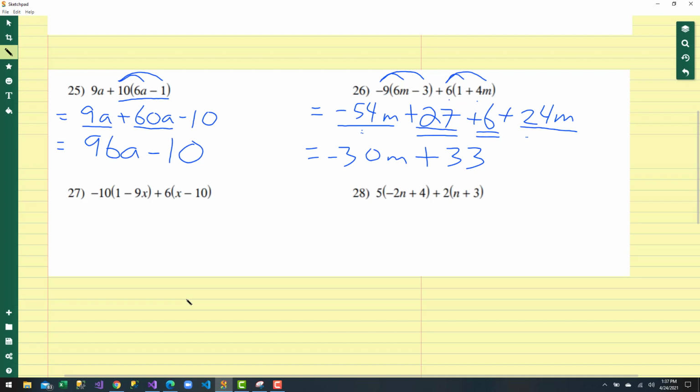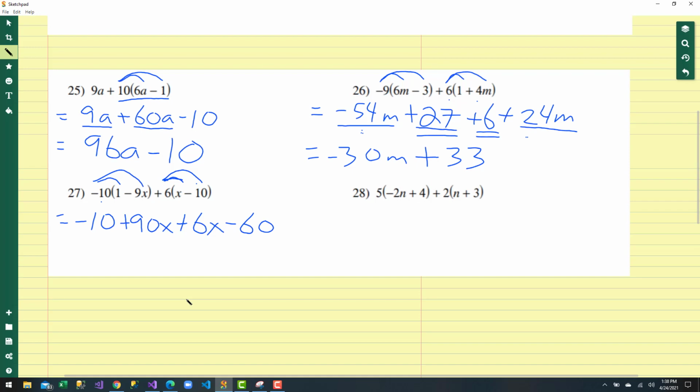All right, let's apply the same principle to number 27. We distribute the negative 10, and then we'd also distribute the 6 here. Okay, so distributive property first before combining like terms. So negative 10 times 1, that's a negative 10. All right, and then negative 10 times negative 9, that turns into a positive 90. Don't forget to copy the x. 6 times x over here on this side, that's a positive 6x. And then finally 6 times negative 10, remember opposite signs here, that's negative 60.